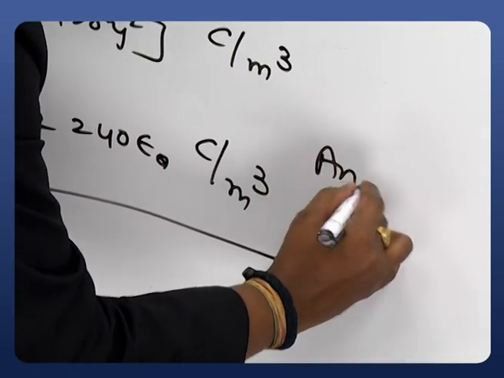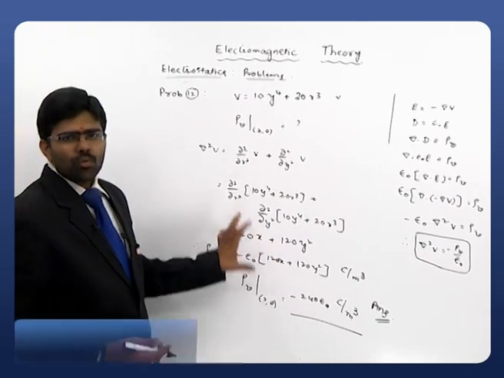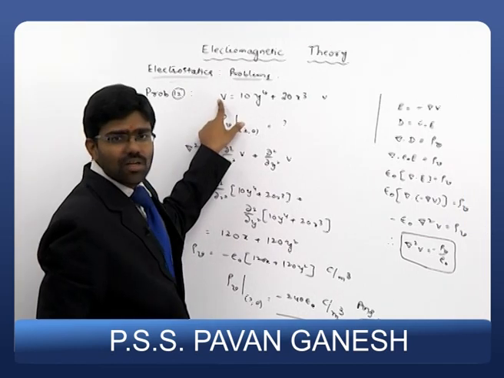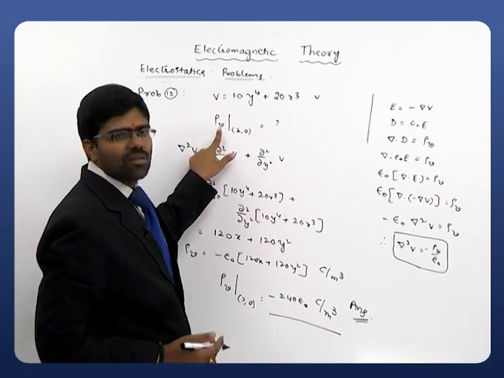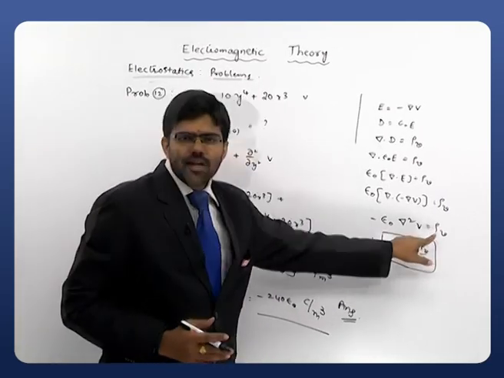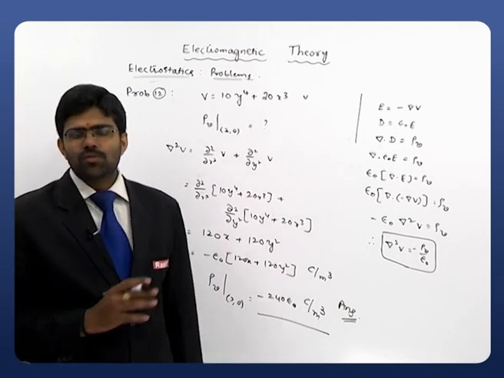This is our answer. So simply what we have to do is correlate the given data. Potential is given to us, and using that potential we are supposed to calculate the volume charge density. The volume charge density and the potential are related with this particular expression. So this is a very simple solution for our problem.